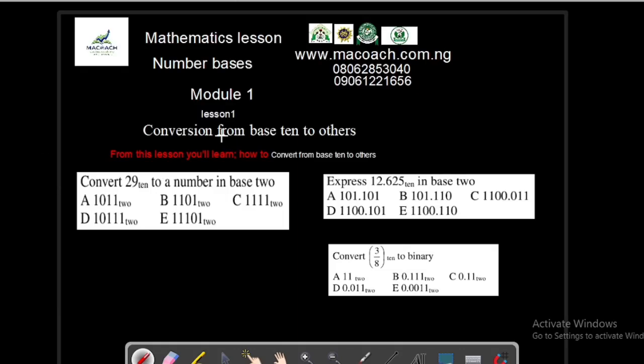And in this module 1 we'll be discussing conversion from base 10 to other bases. You're going to be learning how to convert a number from base 10 to other bases, and also how to convert a number in decimal, a number in base 10, to other bases. And also you're going to learn how to convert a fraction in base 10 to other bases.